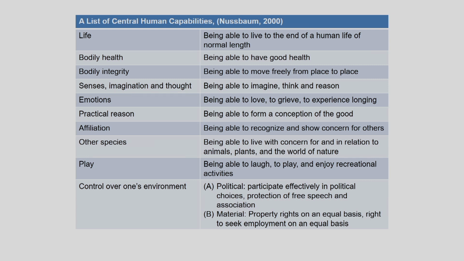Then other species, one should be able to live with concern for and in relation to animals, plants and the world of nature. One should be able to laugh, to play and enjoy recreational activities. Then control over one's environment. There should be political security and material security. One should be able to participate effectively in political choices, with protection of free speech and association. There should be property rights on an equal basis, the right to seek employment on an equal basis and so on.